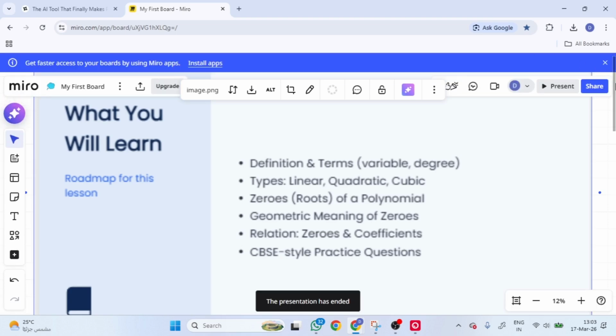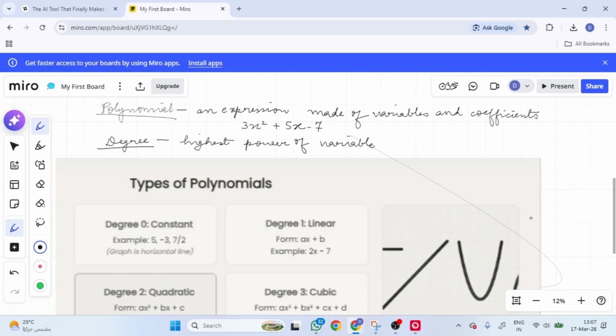Then what are the zeros of a polynomial? What is the geometric meaning of zeros? And what is the relationship between zeros and coefficients? Okay. Now, what is a polynomial? Polynomial है क्या? It's an expression which is made up of variables and coefficients. कोई भी expression जो variables और coefficients से मिलके बना हुआ है उसको हम कहते हैं polynomial.